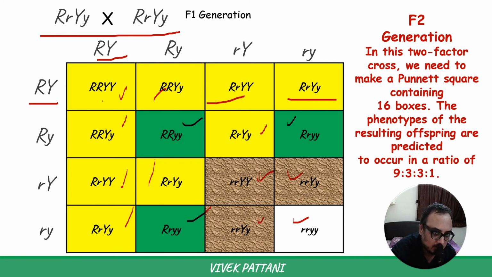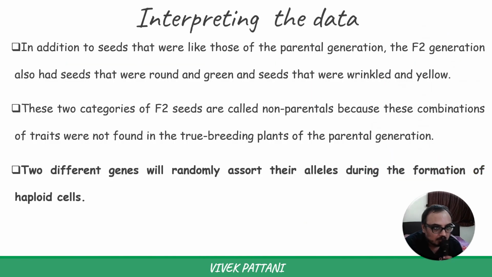In this two-factor cross, we need to make a Punnett Square. This one is the Punnett Square. The phenotypes of the resulting offspring are predicted to occur in a ratio of 9:3:3:1. Now interpreting the data, Mendel's results from the two-factor crosses rejected the linkage hypothesis of assortment. Instead, they supported the hypothesis that the different characters assort themselves independently.